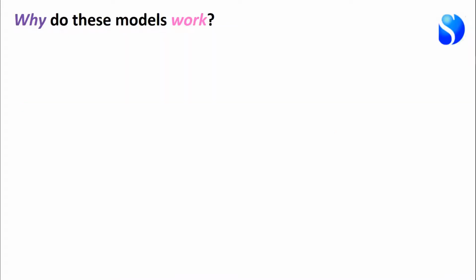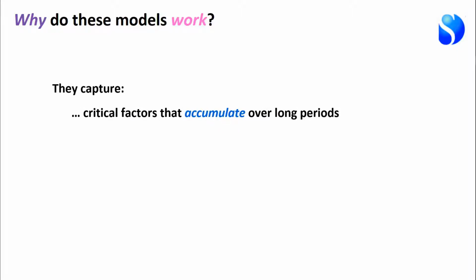The reason these models work is that they capture explicitly on the screen some critical things. The first of which is that key factors in these models accumulate over long periods of time. We're thinking about things like customer numbers or staffing or product range changes or investments in capacity that change over long periods of time. They capture all of the interdependencies in the system. Everyone says they want joined up plans. Well, this is how to get joined up plans.